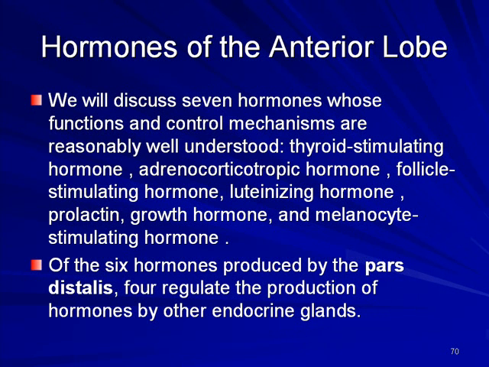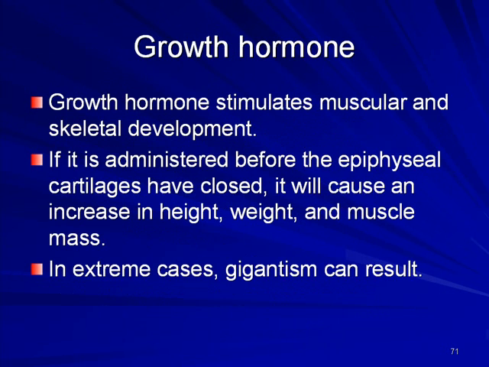When we talk about the 7 hormones and functions of the anterior pituitary gland, we're looking at TSH, ACTH, FSH, LH, prolactin, GH, and melanocyte-stimulating hormone, all produced in the anterior portion of the pituitary gland. 6 hormones are produced by the pars distalis. 4 regulate the production of hormones in other endocrine glands.